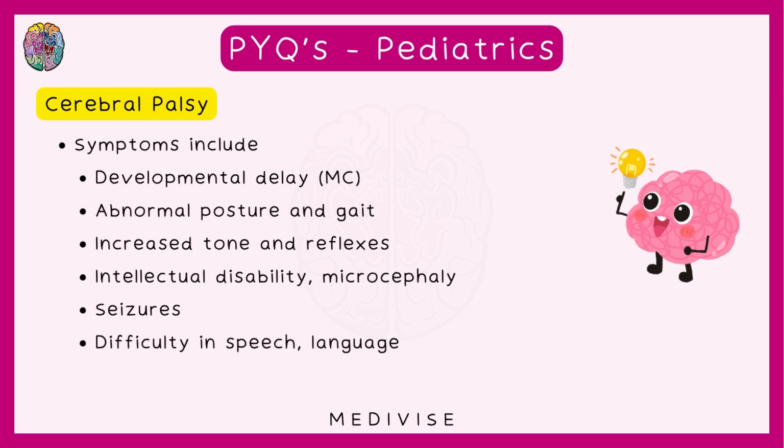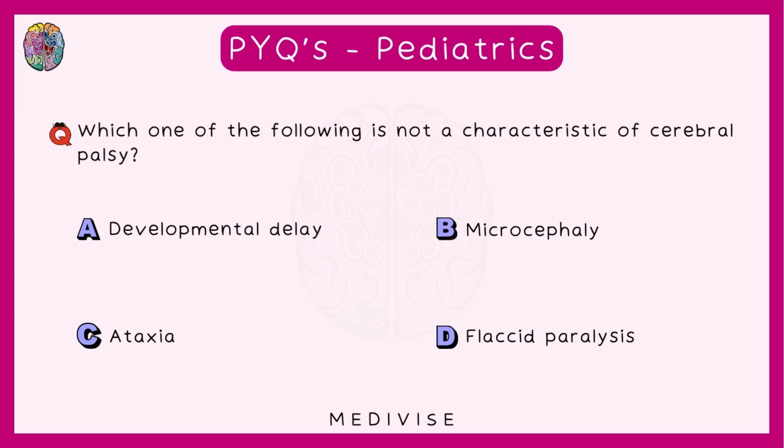So as I highlighted before, the tone and reflexes are increased, and I've also added references to most of the questions here. So if you have any doubt, you can either ask me or you can go directly to the source. Now if we go back to the question, developmental delay, yes, this was seen, the most common symptom. Microcephaly also was seen. Ataxia is a characteristic feature of this. But flaccid paralysis, no, this is not seen. So this is our correct option here.